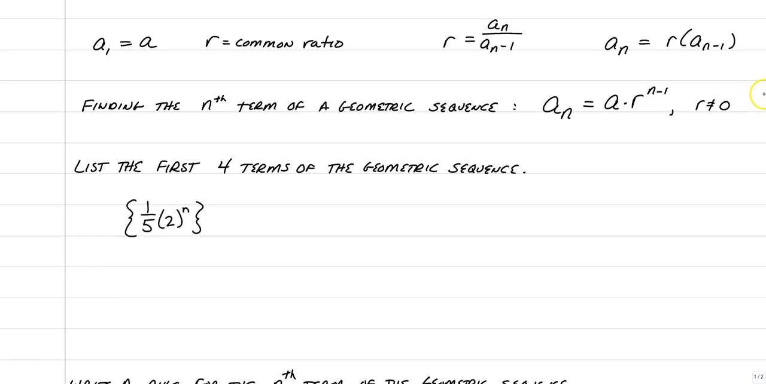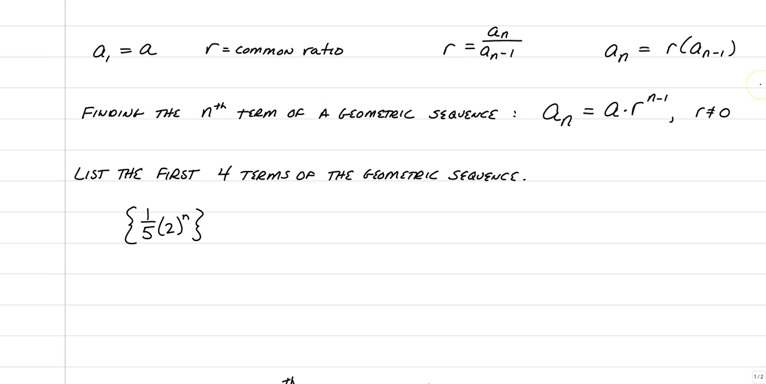So what we're going to do is just jump in now and find the first 4 terms of this geometric sequence. To do this, you need to start out with a sub 1, a sub 2, a sub 3, and a sub 4. And we're just going to substitute in 1, 2, 3, and 4. So we have 1/5 times 2 to the first power, and that's going to give us 2/5.